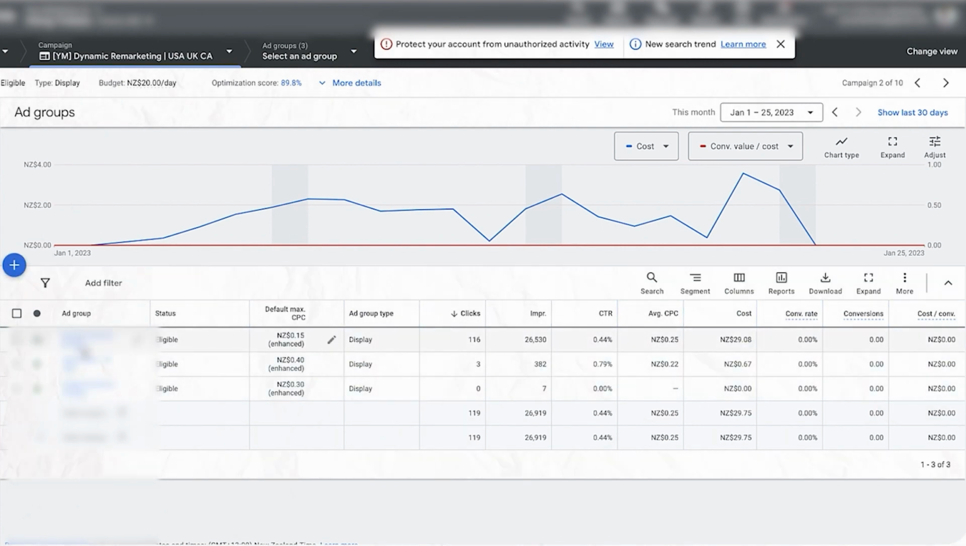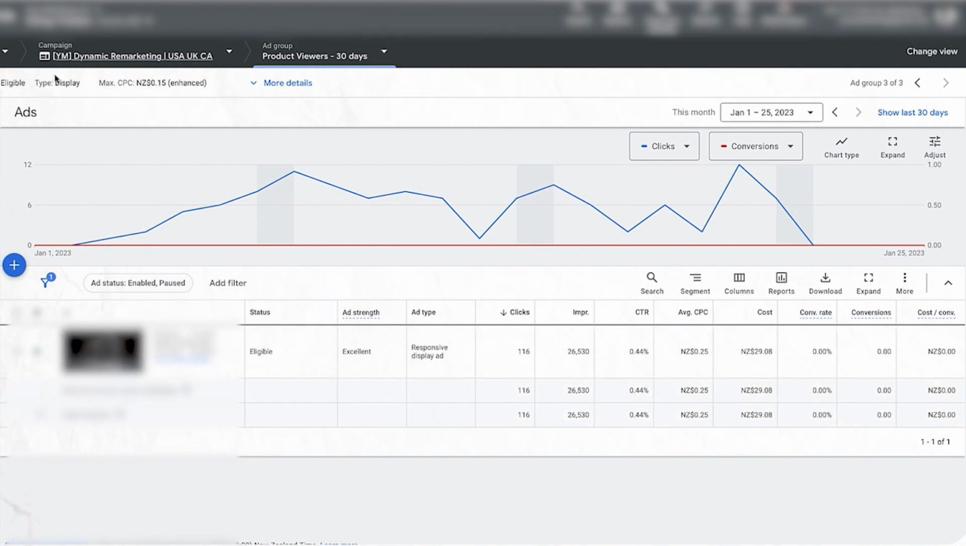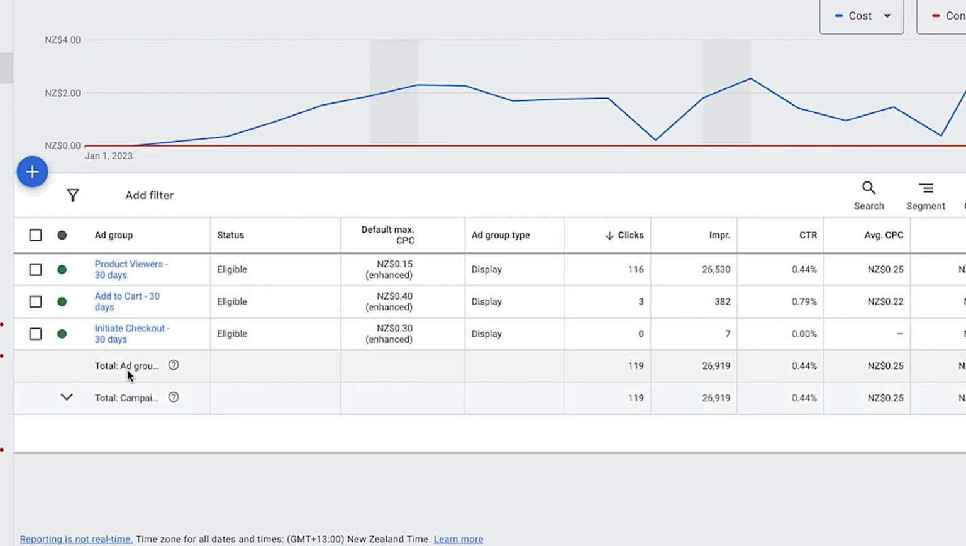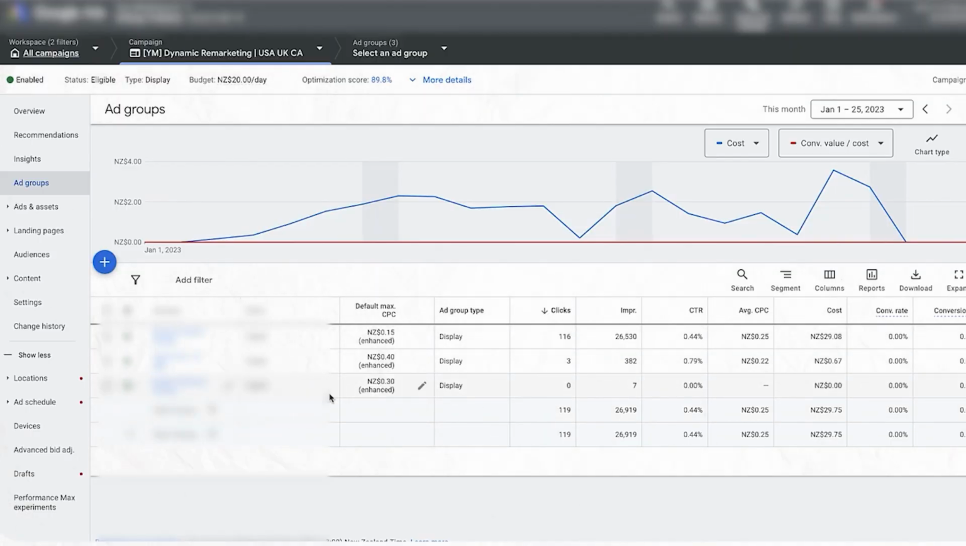The first one is for all the people that viewed the product. The second one, if we go back, we can see the second one was for the people that added to cart within the last 30 days. The third one, all of those people that initiated a checkout in the last 30 days but did not purchase. And each of these is running on a different bid. The way you set up these bids is entirely up to you.